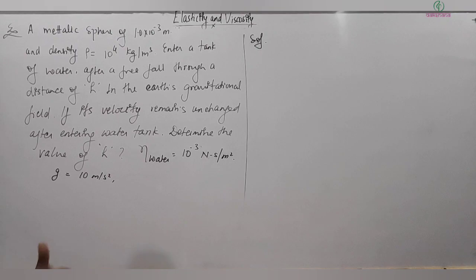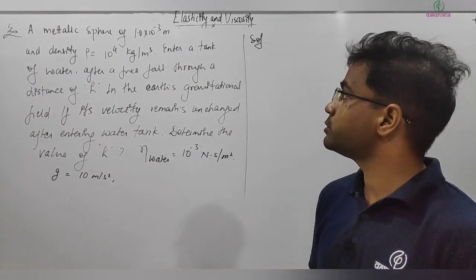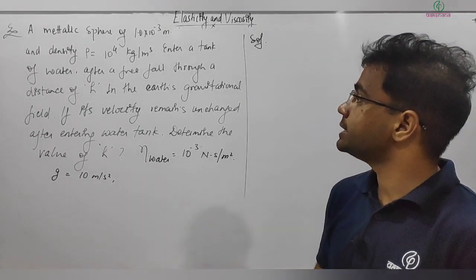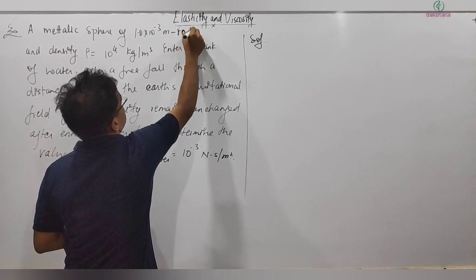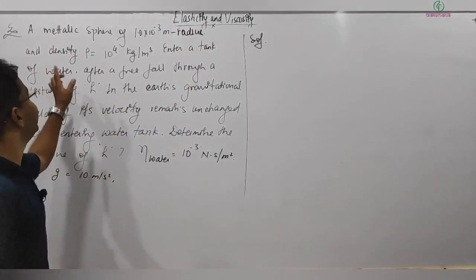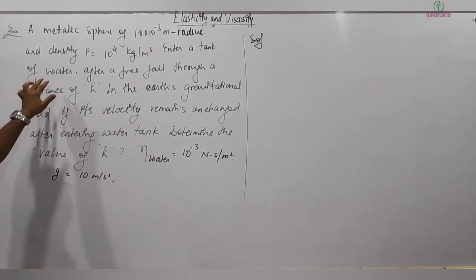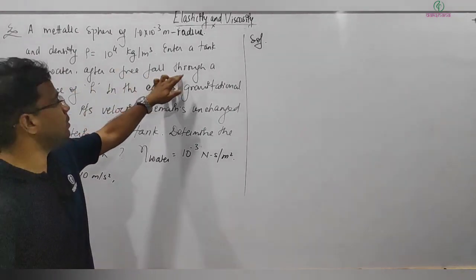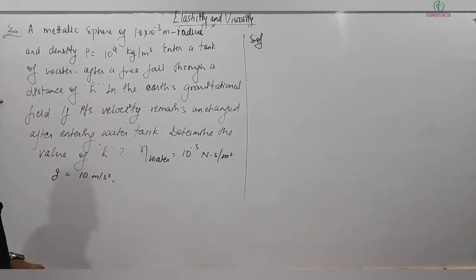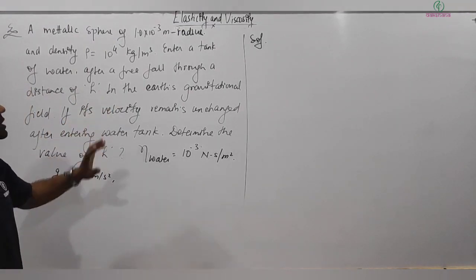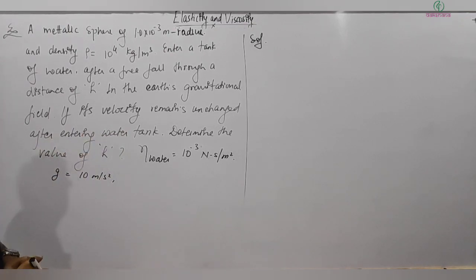Okay, so the next problem. We have a metallic sphere of radius 1.0 times 10 to the power minus 3 meter, and the density of this sphere is 10 to the power 4 kg per meter cube. It enters a tank of water after a free fall through a distance of h in the Earth's gravitational field. If its velocity remains unchanged after entering the water tank, determine the value of h.